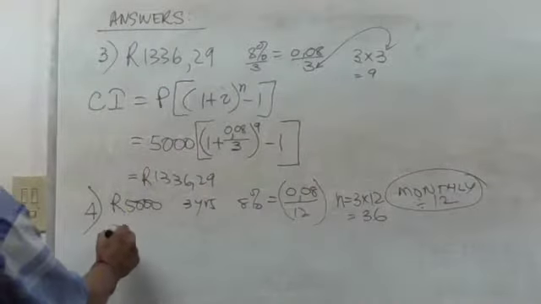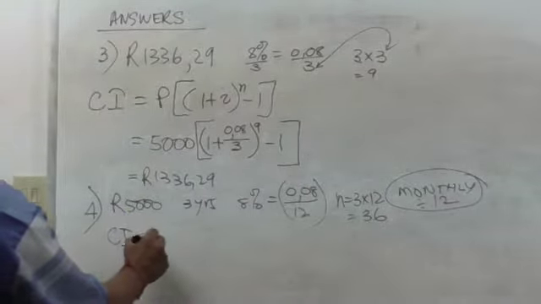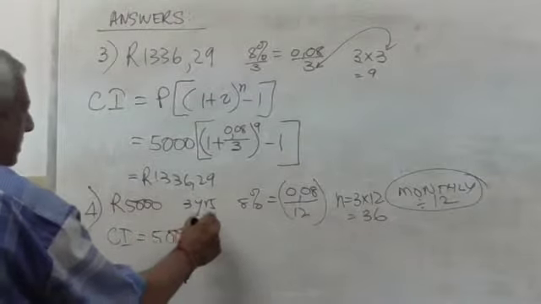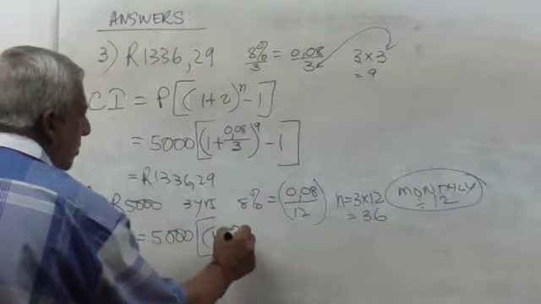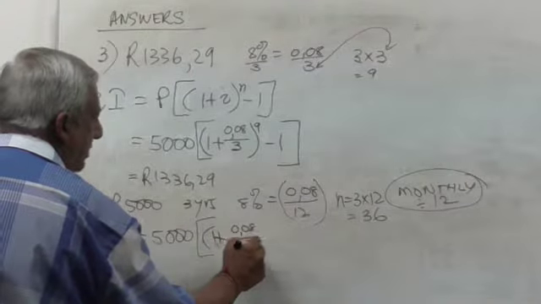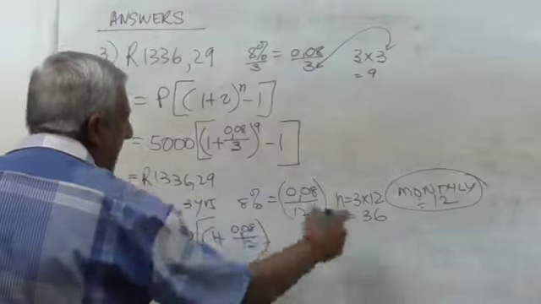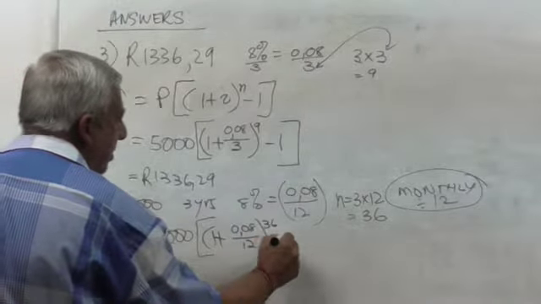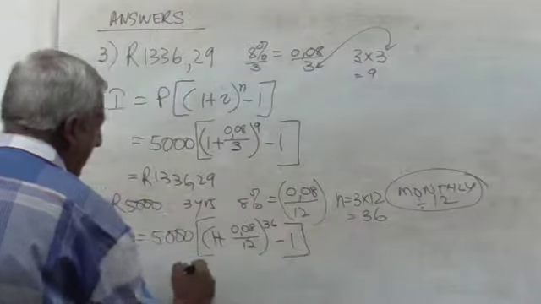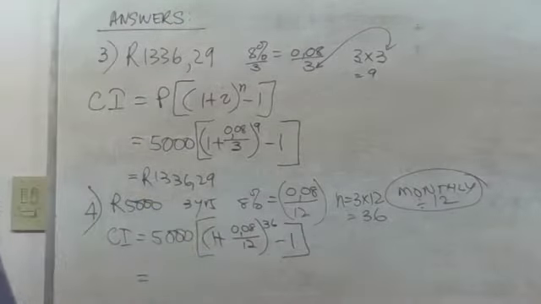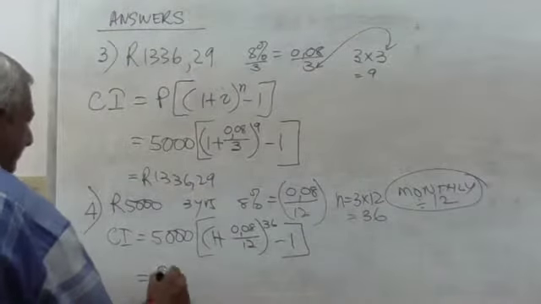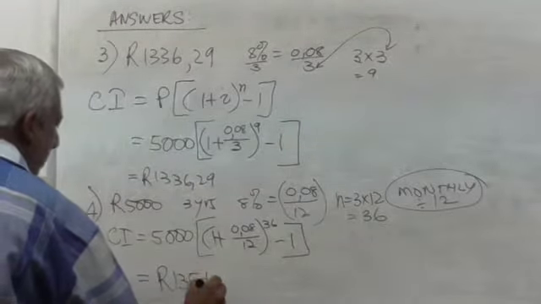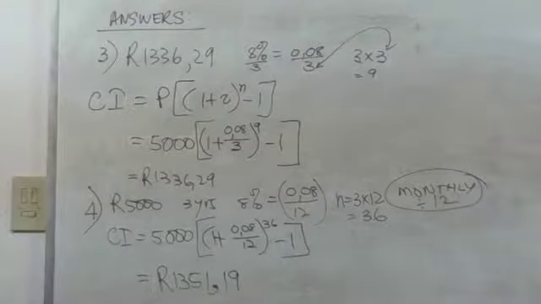So this working will be, the compound interest is equal to 5,000 into 1 plus 0,08 all over 12. The n is 36, minus 1. And when you put that into the calculator, you will end up with the answer 1351,19.